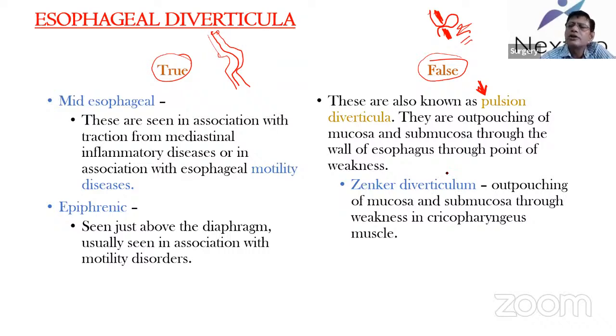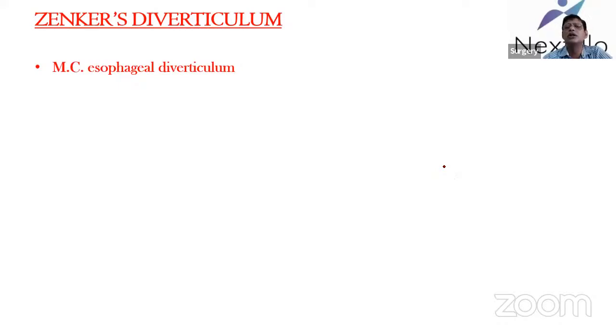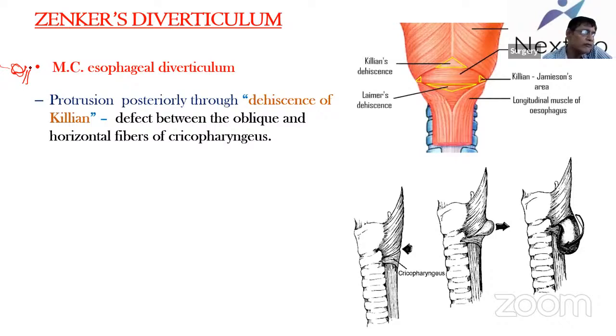So now let's talk about this Zenker's diverticulum. Zenker's diverticulum actually is the most common esophageal diverticulum. This is our question, what is the most common esophageal diverticulum? Then the answer is going to be Zenker's diverticulum. Is it true? Is it false? It is a false diverticulum.